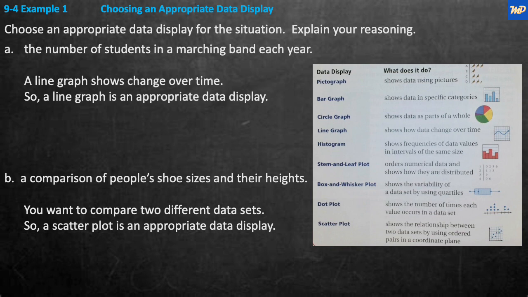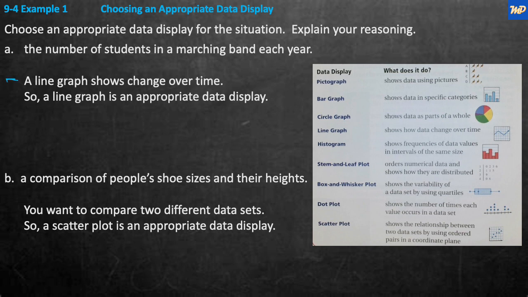So the appropriate thing would probably be to pick a display that shows you changes in something over a period of time. If we look down here, the first one that comes to mind, a circle graph shows data as parts of a whole, and we're not looking at that. Here, a line graph shows data change over time. So we're going to say that a line graph is the right choice, because it shows data change over time.